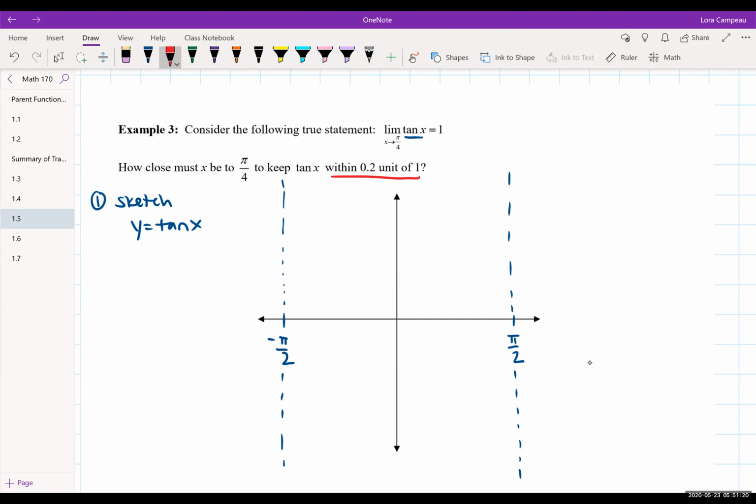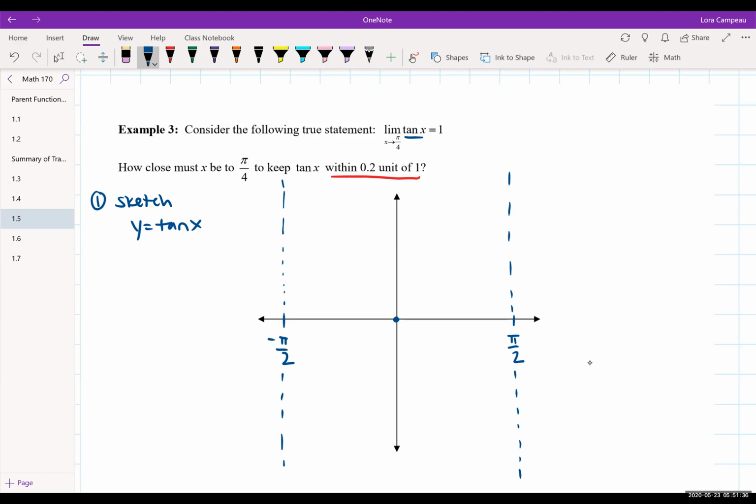So I may mark down, oh, well, we should finish off the tangent graph first. That would be a good idea. So tangent graph crosses the origin. Got really excited. I wanted to show you, but we'll get there.